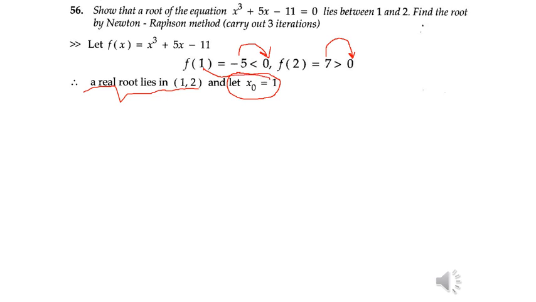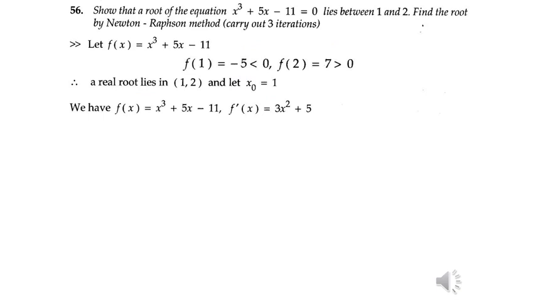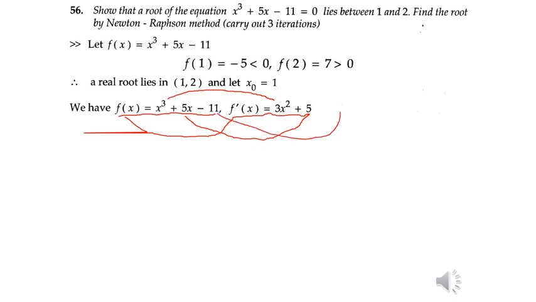Now we start with the Newton-Raphson formula. In the formula we require f of x as well as f dash of x. How do we find f dash of x? Yes, derivative of f is f dash. Differentiation of x cube is 3x square. Differentiation of 5x will be 5. And differentiation of 11 is 0, which we have not considered.